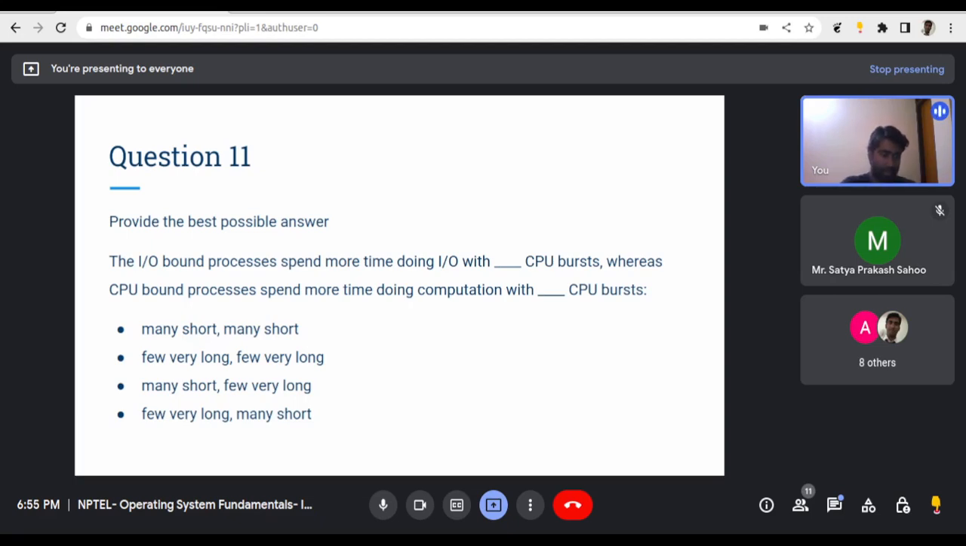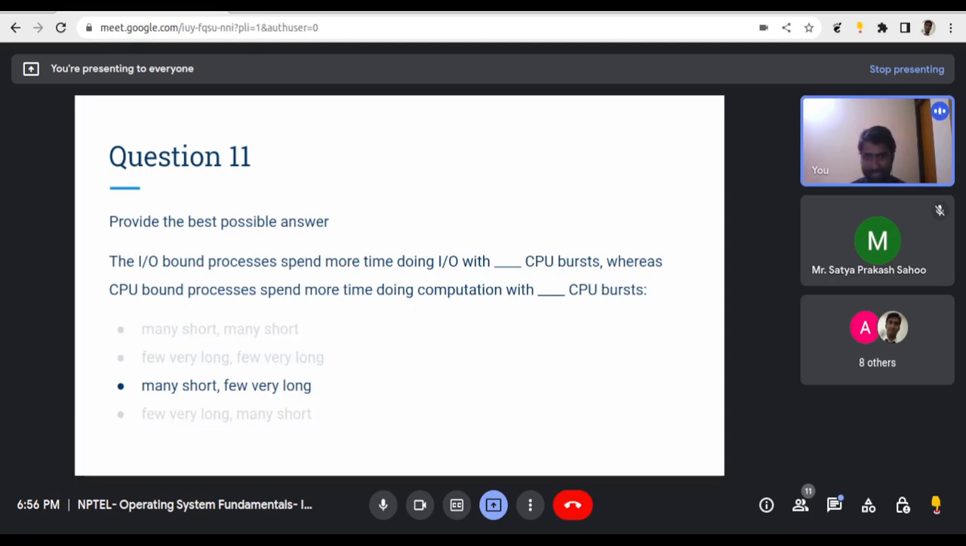Okay. Anyone would like to contribute? The answer is D. Few very long CPU bursts and many short CPU bursts. Okay, let's move on to the answer.